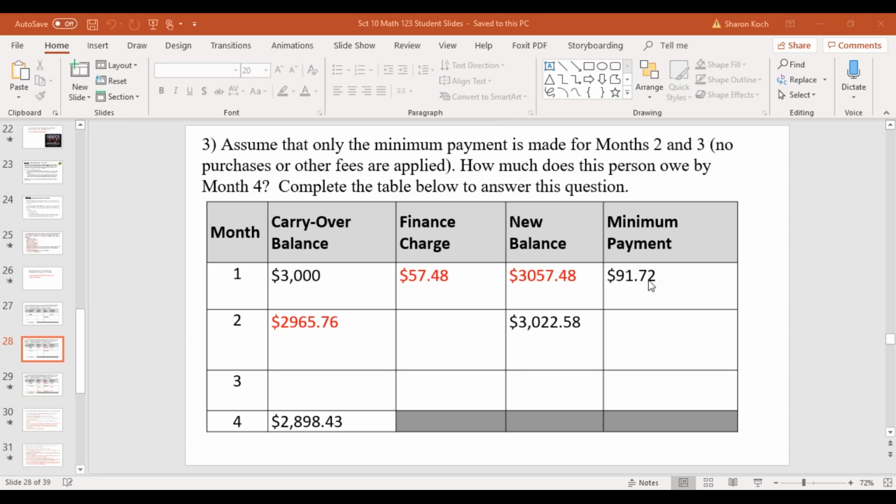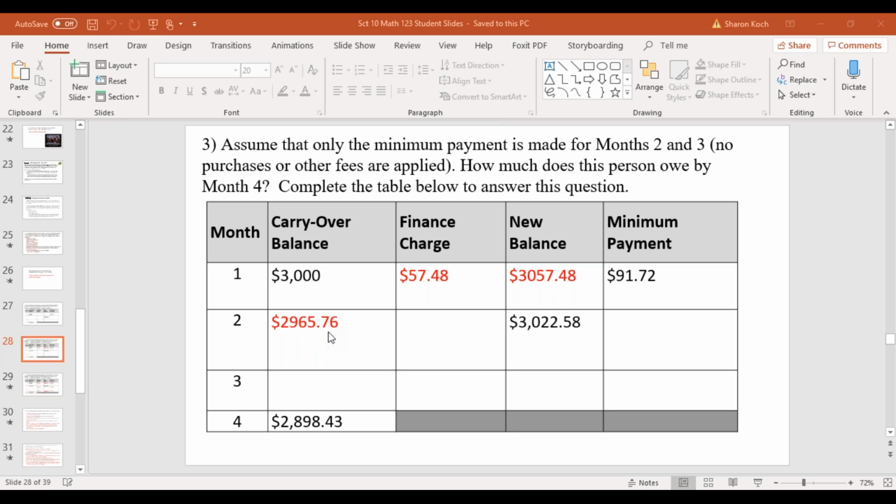So 3% of that was that $91.72. Now, to carry over to the next month, what do I do to get this number? Remember, don't look at the beginning balance. That beginning balance has already been used with the finance charge. We're done using this number in the first column here. We want to take this new balance minus our minimum payment, and that's going to give us this value here.